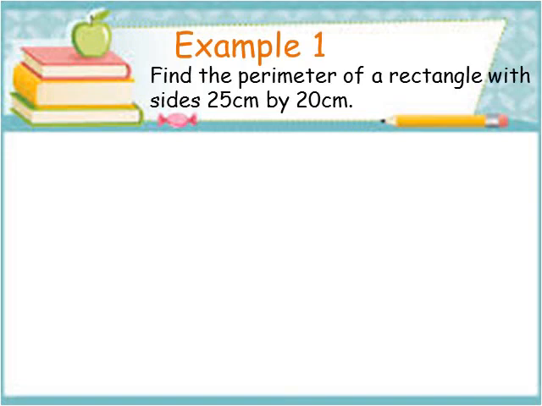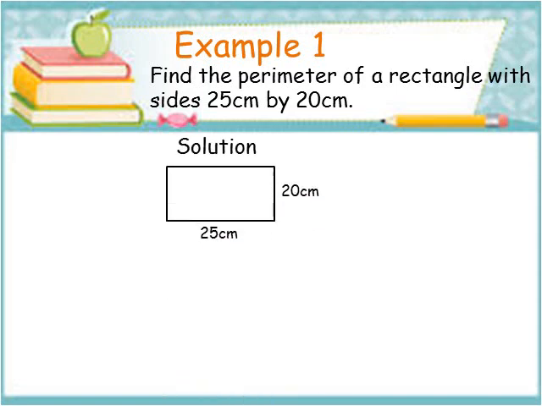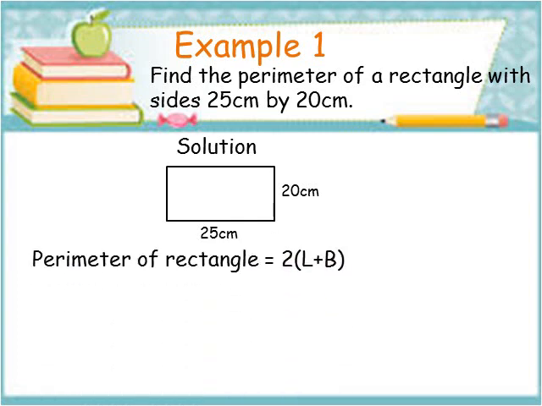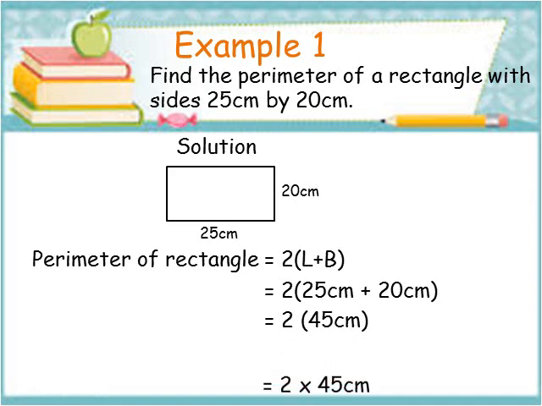Okay, now let's take some examples. Find the perimeter of a rectangle with sides 25 centimeters by 20 centimeters. Here's a rectangle, right? Okay, and perimeter of a rectangle is what? 2 into brackets length plus breadth, which is 2 into bracket 25 centimeters, which is the length, the longer side, plus 20 centimeters, which is the breadth. So when you add 25 to 20, what do you get? 45 centimeters, isn't it? Now, 2 times 45 centimeters gives us 90 centimeters.